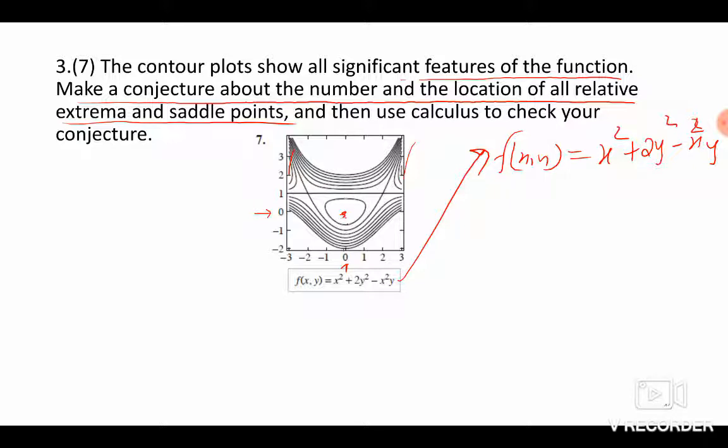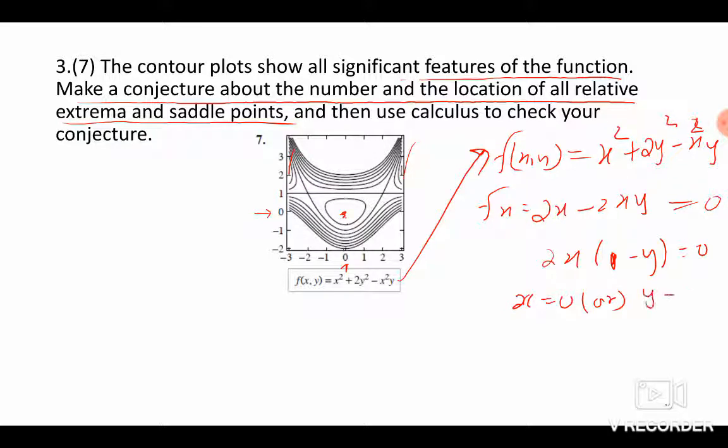Okay, we will estimate it from this one, fx. Find the first derivative, you will get 2x minus 2xy. Take it as 0, you will find 2x is outside, 1 minus y is 0. x is 0 or y is 1. This is the first conclusion you got.